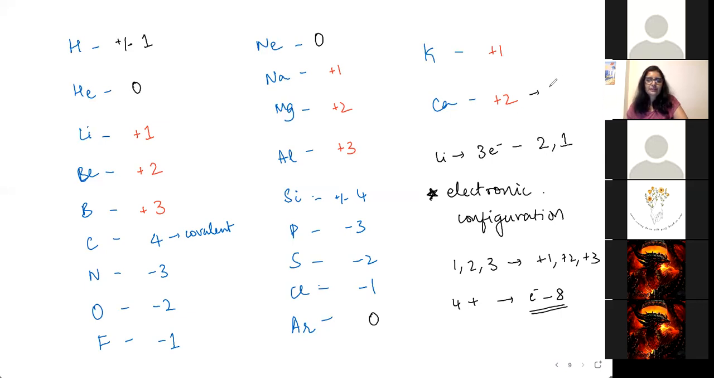Similarly, calcium का electronic configuration है 2, 8, 8, 2. So this thing is called electronic configuration.